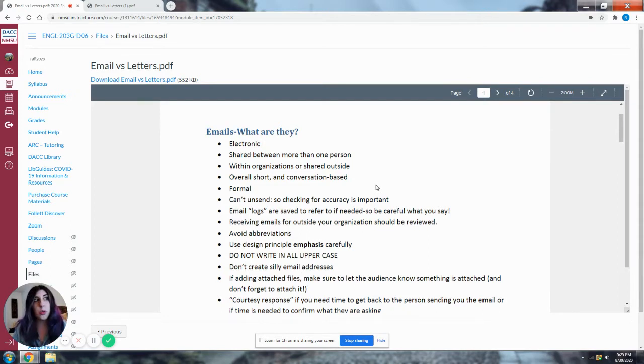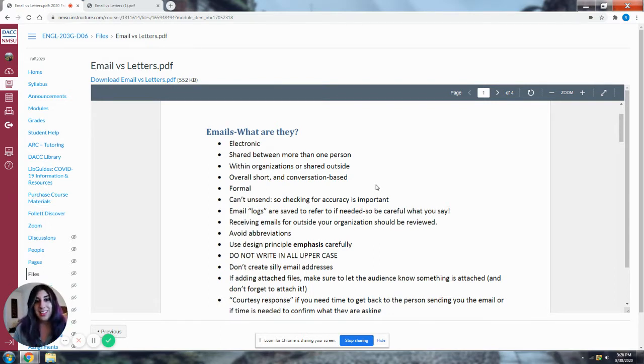They overall are short and are conversation-based, meaning they indicate the sender to reply, but overall pretty short, not too lengthy. They are usually formal. Of course, it depends on the rhetorical situation, but for the purposes of this class and this lecture, they are formal usually because they're usually workplace-based only.